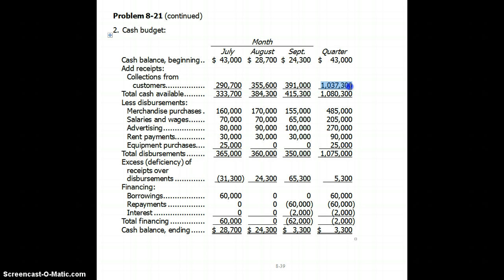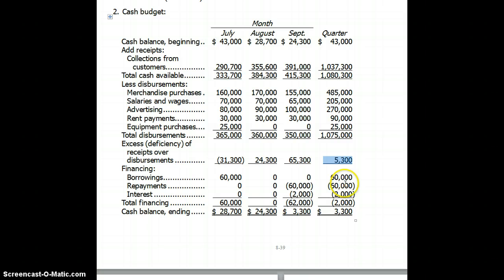You will be able to add across the collection from customers. You will be able to come across and get the cash available. And you'll be able to add across for all of these items, for all the disbursements. You want to be careful. You want to subtract cash available less total disbursements to give you excess of $5,300 of receipts over disbursements. Drop in your financing coming straight across, and you find out that you have a cash balance ending of $3,300, which is in fact the ending cash balance for the month of September. This does it for our discussion of the solution to problem 8-21.